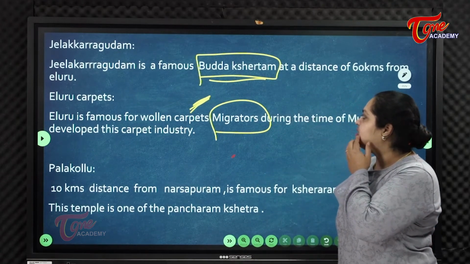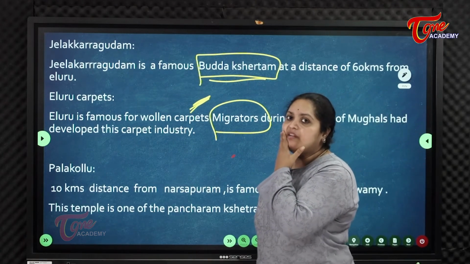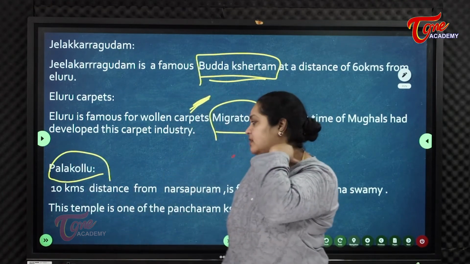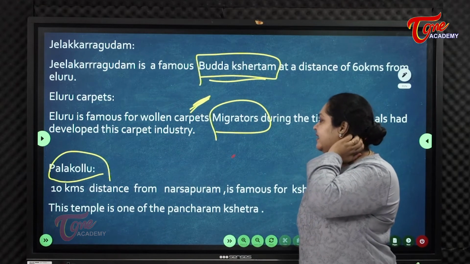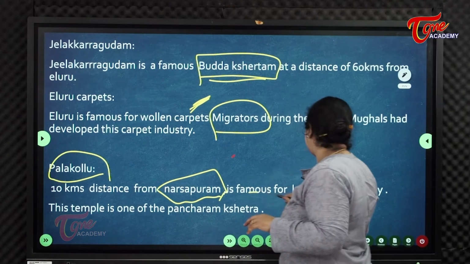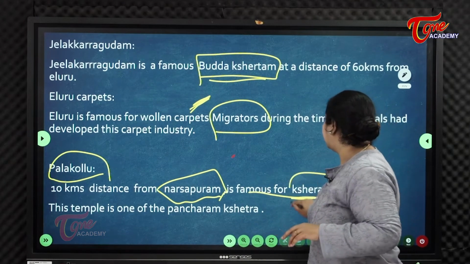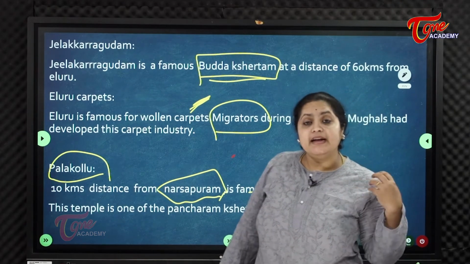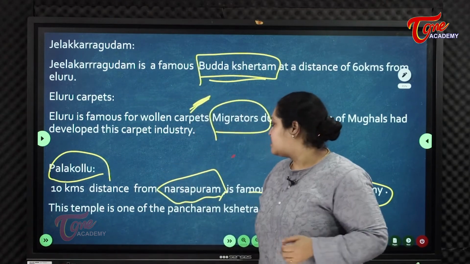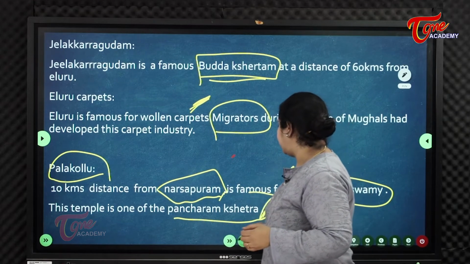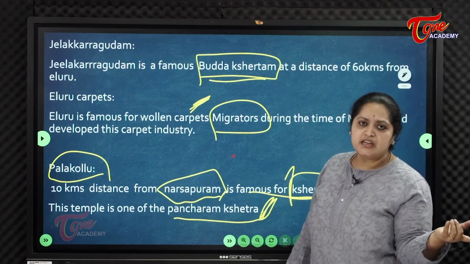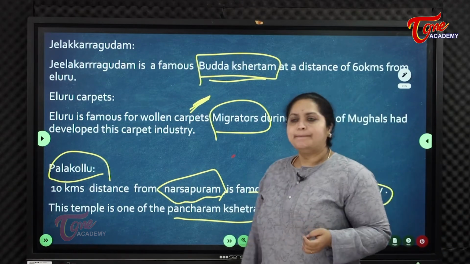Next, another famous place to visit in West Godavari district is Palakollu. It is hardly 10 kilometers from Narsapuram and is famous for the Kshira Ramaswamy temple, again dedicated to God Shiva. This temple is also one of the Pancharama Kshetras. One is in Bhimavaram and one is in Palakollu.